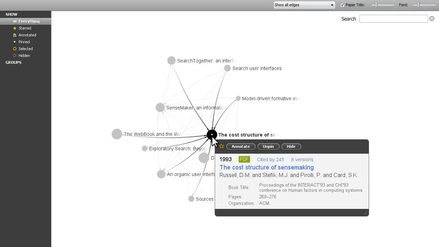Let's see an example of how Jane uses Apolo to make sense of the research areas surrounding the seminal article, The Cost Structure of Sensemaking. At startup, Jane's paper is highlighted in black. Apolo also shows the top 10 articles that it infers are most relevant to her paper, using Apolo's built-in machine learning method, called Belief Propagation, which is similar to algorithms based on spreading activation.